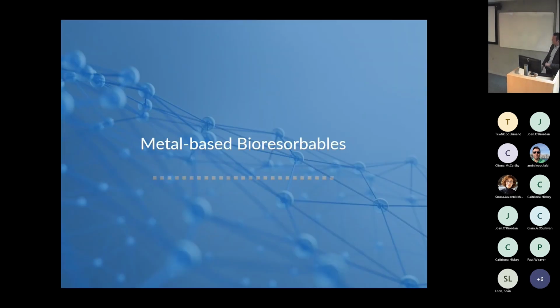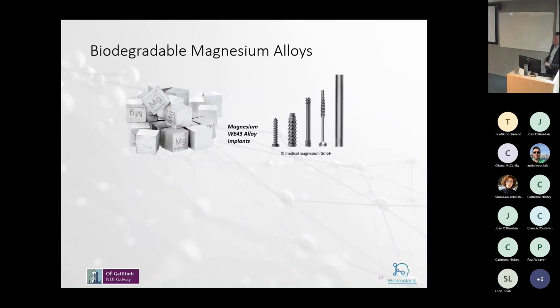So looking at metal-based bioresorbables first. Typically they use magnesium-based alloys. Magnesium AZ31 or magnesium WE43 are commonly used alloys for medical implant applications. And the advantages with this material: obviously it's metallic, so you can apply a lot of the same production processes that traditional stainless steel and cobalt chromium implants are produced by.